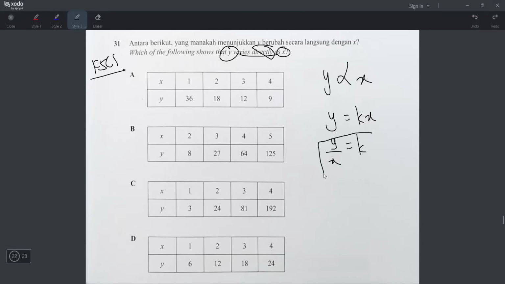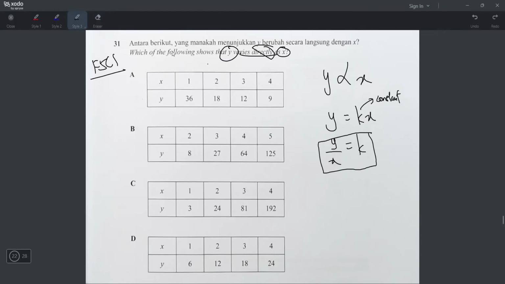That means to get your k, to get your constant, the k is called constant, the formula is you have to take y divided by x. So what you have to do now? Go to A, B, C, D, try to find k for all these values. And if all the k here is the same, that means that's the answer. If the k is different, then it's wrong. Then that one is not the correct answer. It has to be all k answers correct. Okay, let me show you what I mean by that.